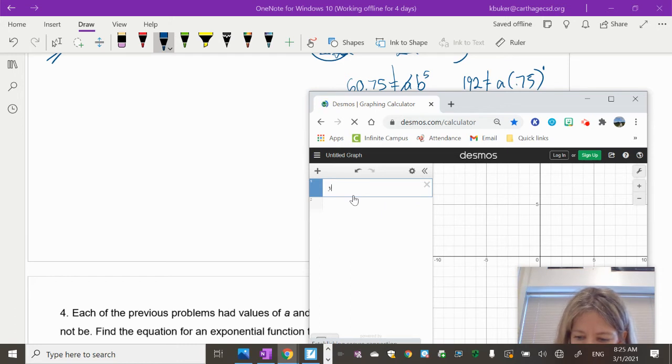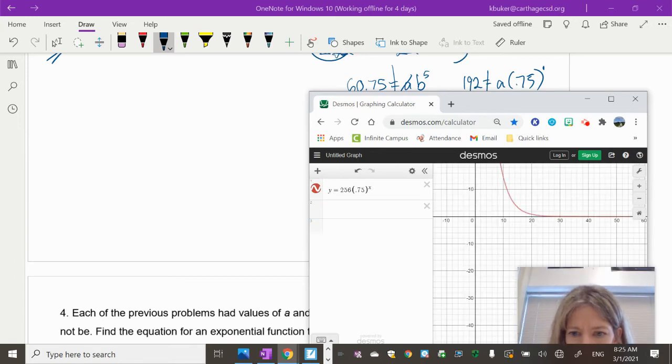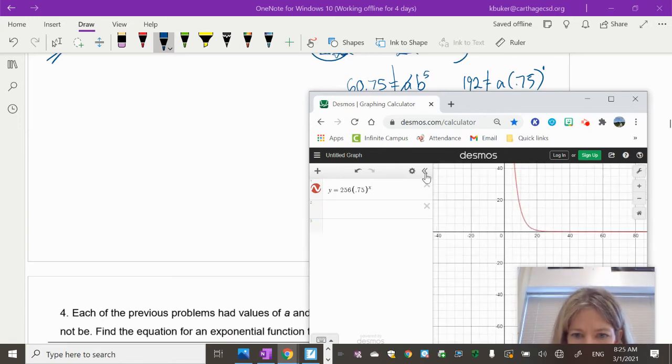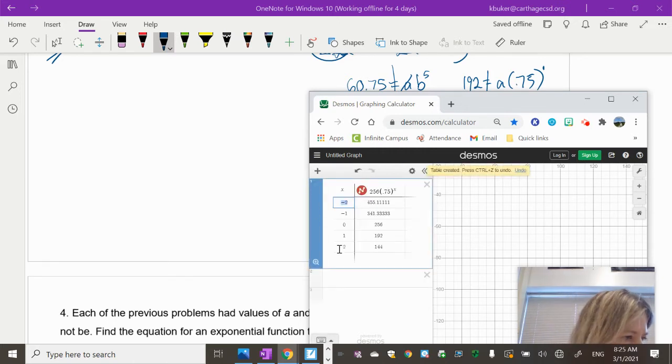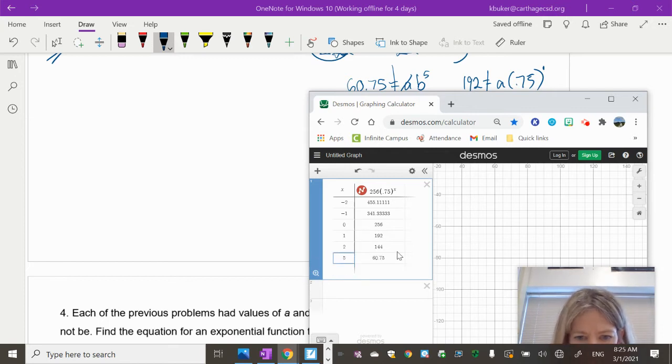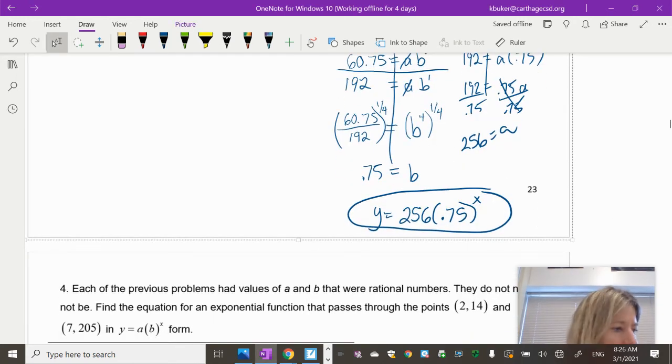Okay, so type in my equation that I think is the answer. 256 times 0.75, or you can put in 3/4, same thing, and raise it to the x power, and enter. Okay, I'm not going to be able to see it because the y-intercept is 256. There it is. I can go to my settings and go to the table. Okay, so if I want to see if these points are on there, 192. Okay, there it is, 192. And for 5, I can just type a 5 here, and it gives me my 60.75. And I just confirm that those 2 points are on my equation, so I know that I'm correct.